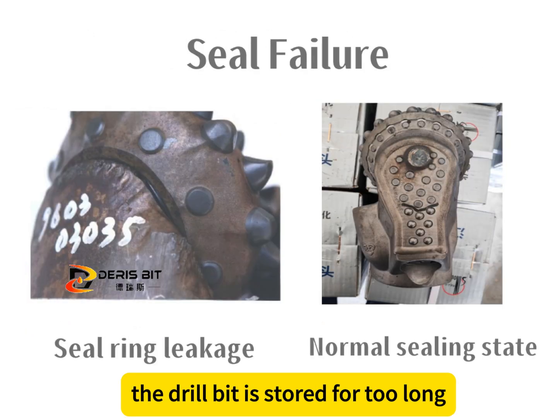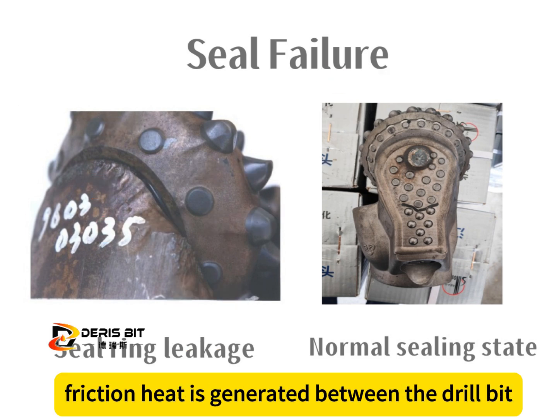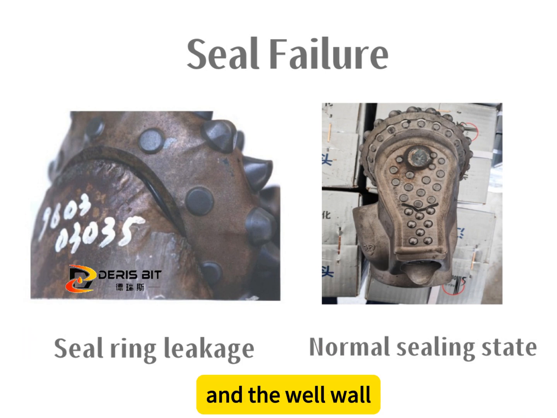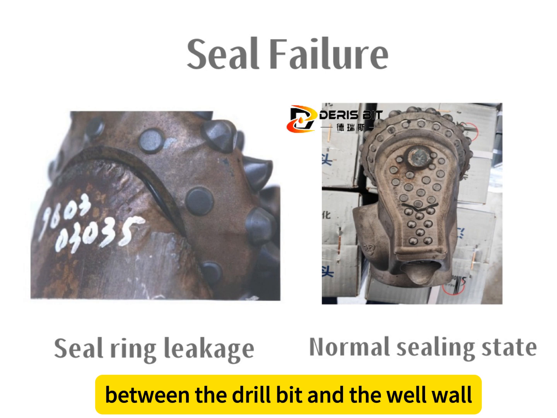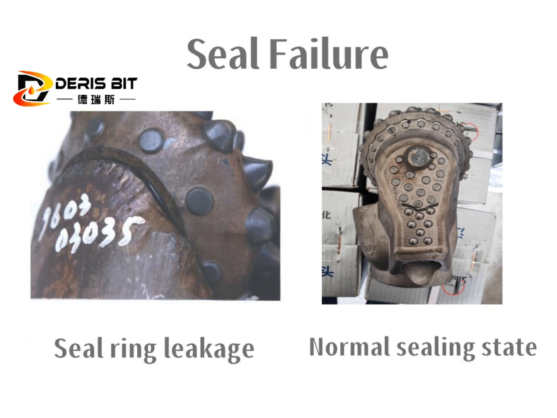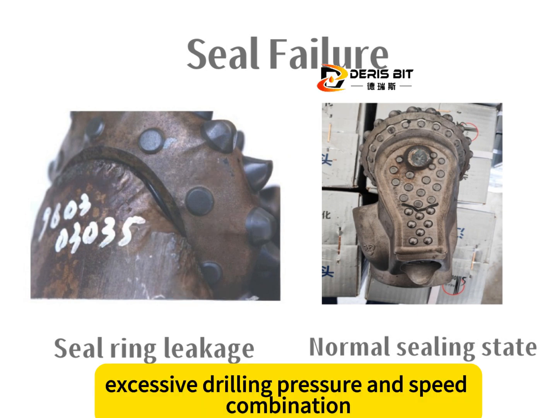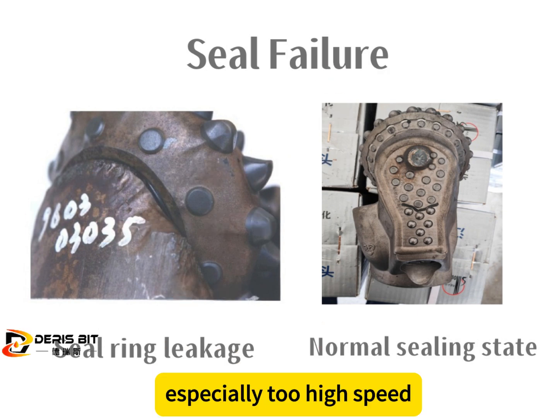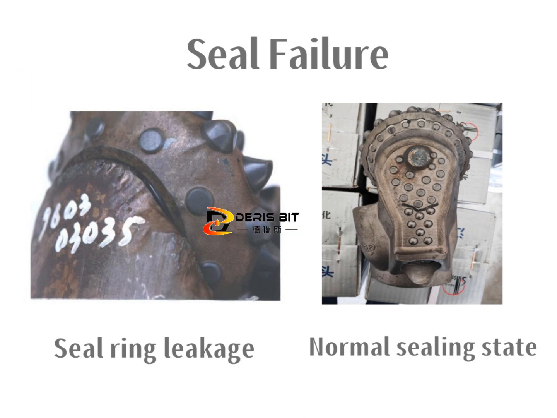7. Seal failure. The O-ring of the bearing often fails due to grinding and heat. The failure of the O-ring of the bearing is the most common cause of bearing failure. The reasons for seal failure are: 1. The drill bit is stored for too long and exceeds the shelf life. 2. When the drill bit is stored and used, especially when reaming, friction heat is generated between the drill bit and the well wall. Heat affects the aging and failure of rubber seals.